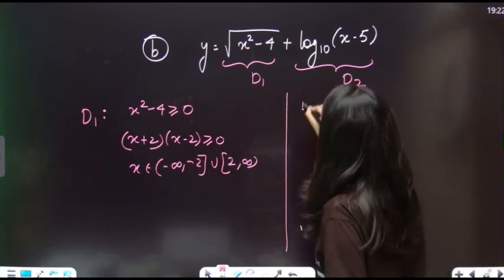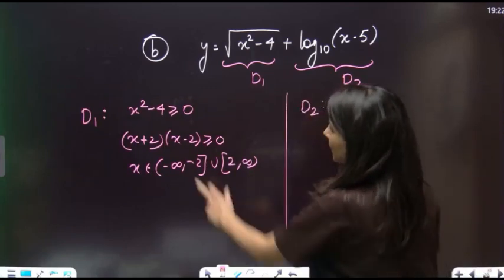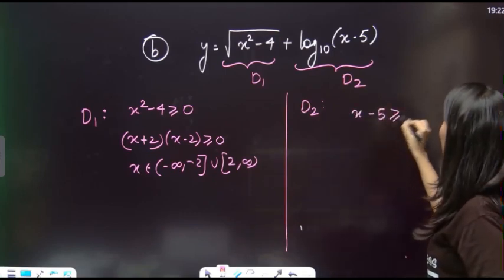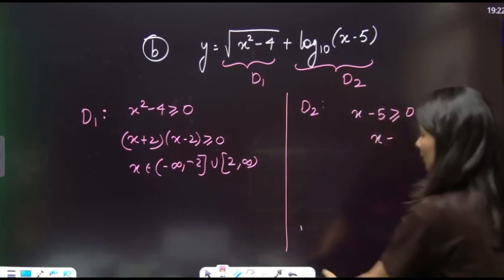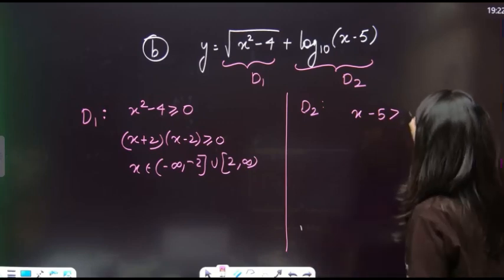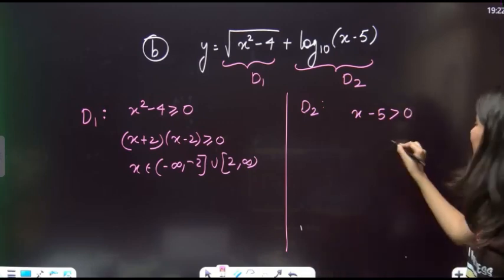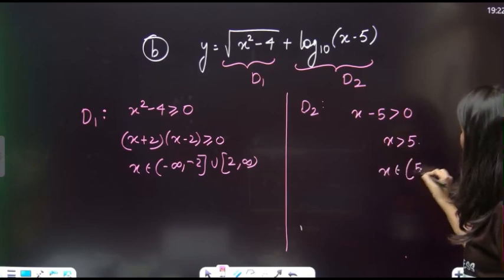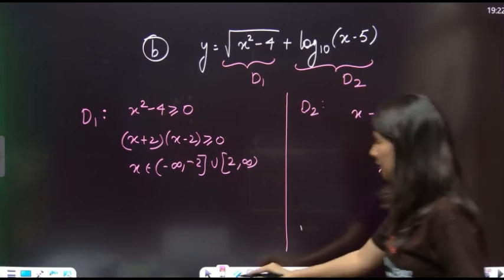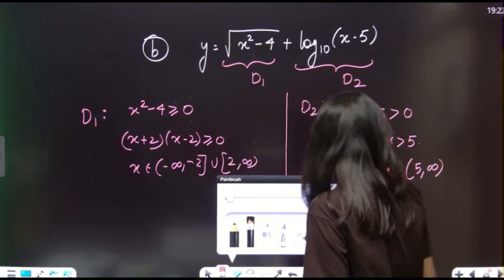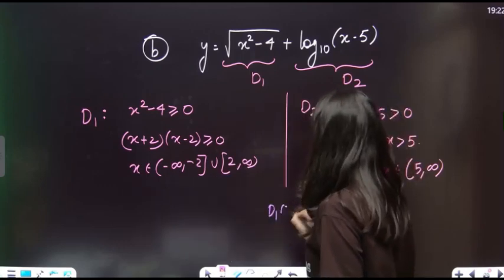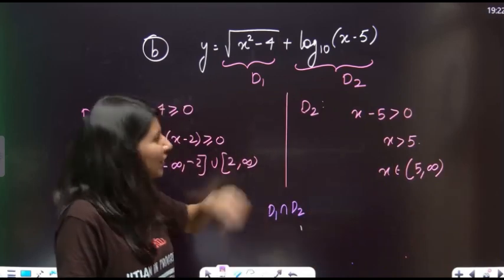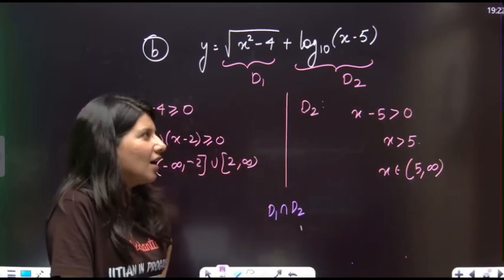And what about domain 2? Domain 2 is very easy. x minus 5 greater than or equal to 0. Sorry, x minus 5 strictly greater than 0, because it is inside a log. x greater than 5, so x belongs to 5 to infinity. Now you need to take the intersection of D1 and D2.